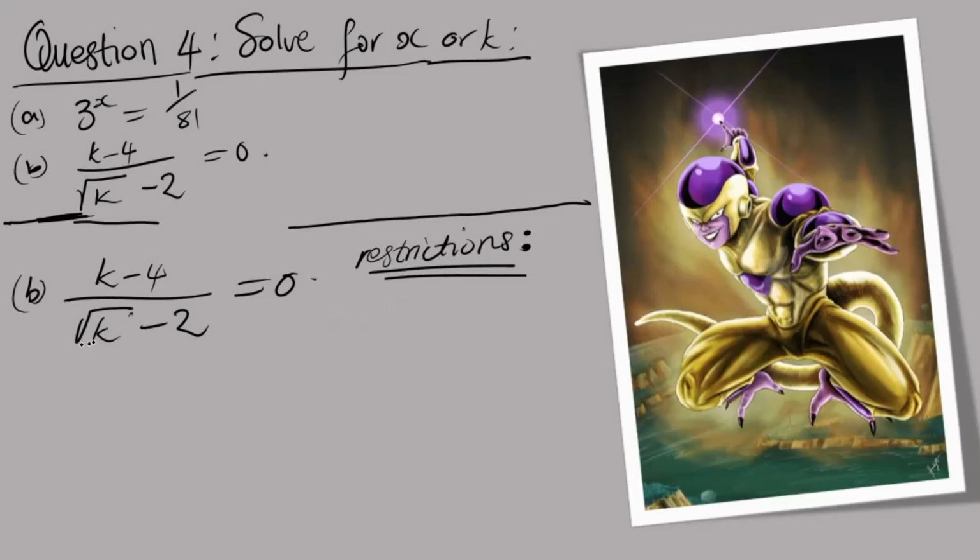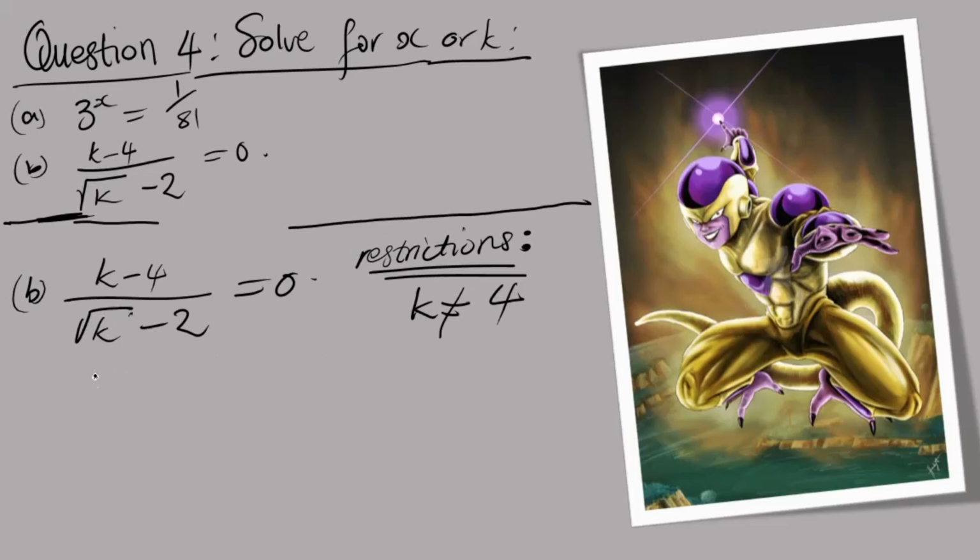So my restriction says this denominator is not supposed to be 0. The only way this denominator can be 0 is if my k equals 4, because if my k equals 4, I'll have the square root of 4. The square root of 4 is 2, and 2 minus 2 is 0. So my k is not supposed to be 4. You start with the restriction and you write the restrictions down in your question paper. So then you move forward from there.